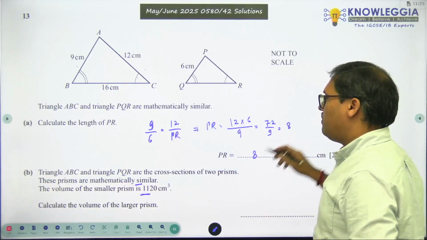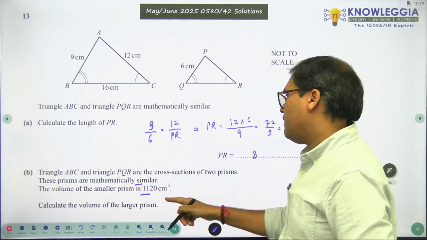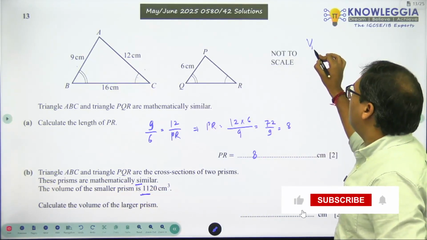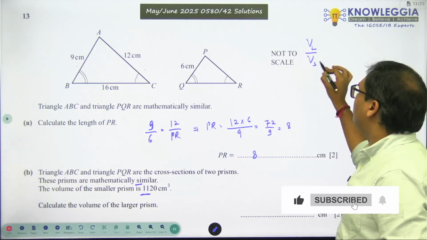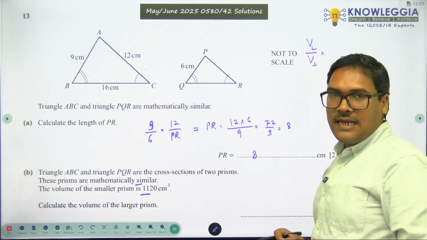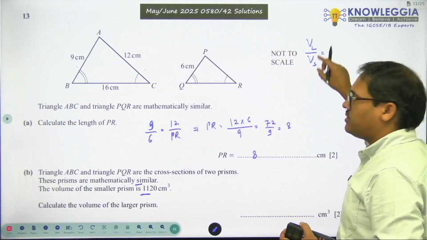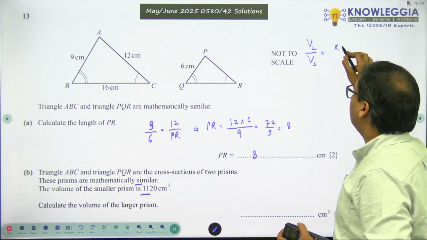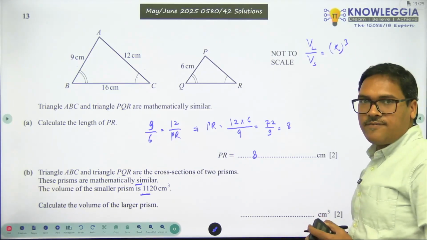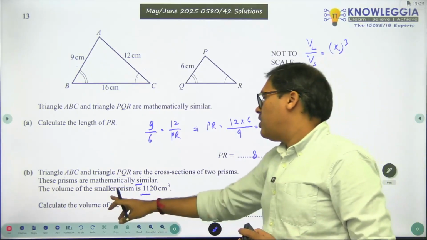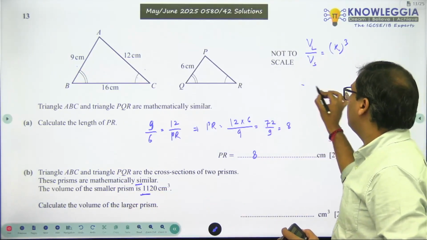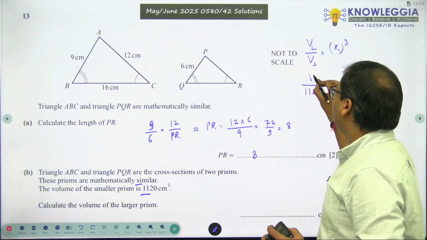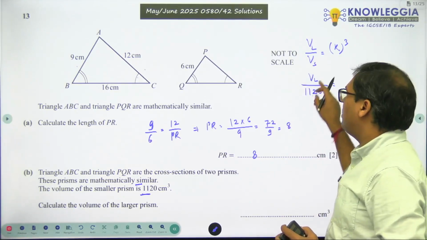So basically, if we have to write the volume, this is the volume of the larger prism upon the volume of the smaller prism. They are similar. That means the ratio of those two will be the scale factor cube. I hope this is clear. Now, what is the volume of the smaller? That is 1120. We have to find the volume of the larger prism, that is V1, the volume of the larger.